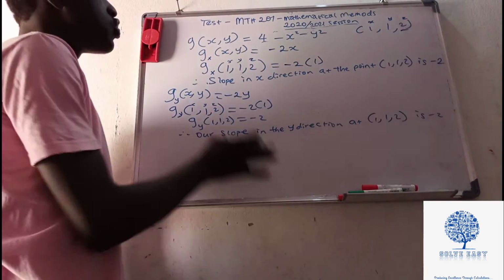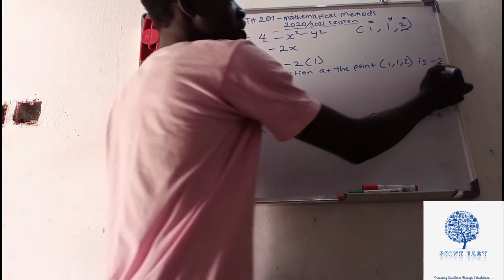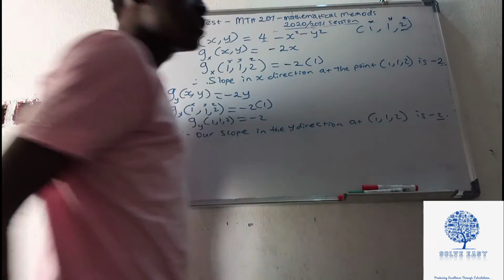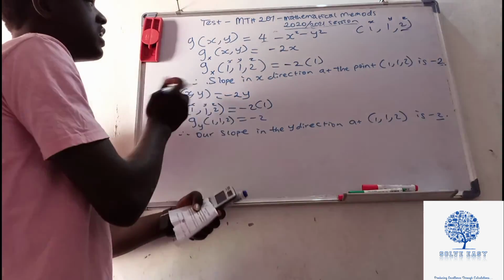Looking at this, the slope in the x direction and the slope in the y direction gave us the same value, which is minus 2 and minus 2. So we've been able to solve the second question in the test question.